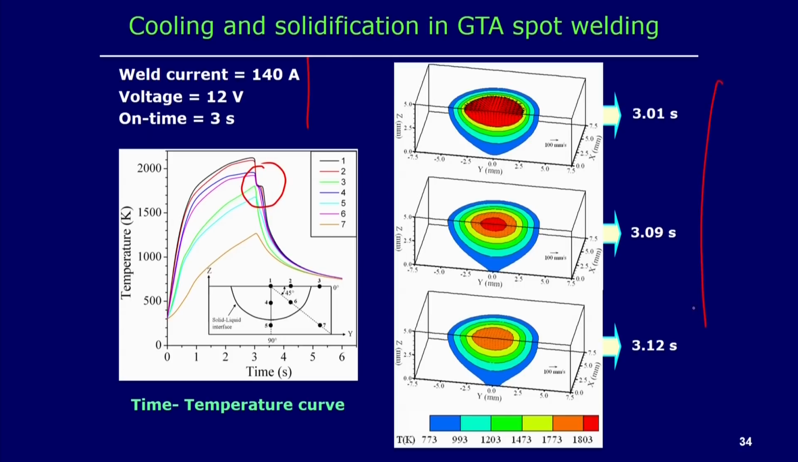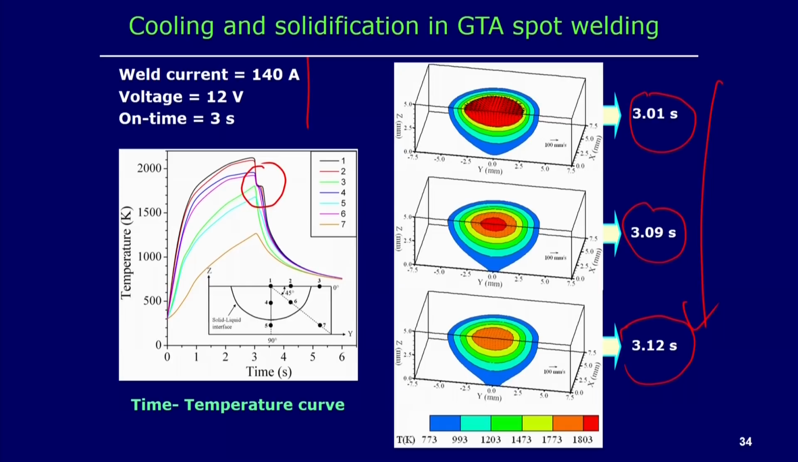Here also you can see in the GTA spot welding process the on time was 3 seconds, meaning after 3 seconds we switch off the heat source, and then we can follow the nature of the molten pool in the cooling phase. So, at 3.01 second, 3.09 second and 3.12 seconds. At 3.12 seconds there is a disappearance of the molten pool.